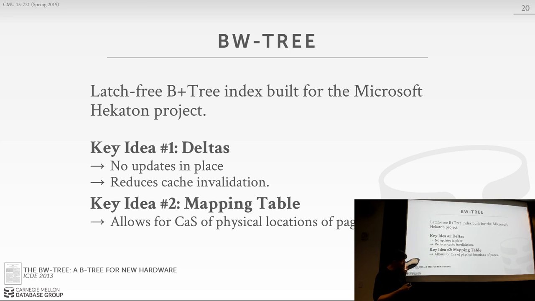I don't buy this argument, because when you do deltas, those deltas get propagated between cores. So that's not really true. Now to make it latch-free, they introduce a mapping table, an indirection layer, that maps logical node IDs or logical page IDs to physical locations in memory. So if I want to change the location of a page, all I have to do is compare-and-swap a single memory address in my mapping table. And that updates all my pointers.